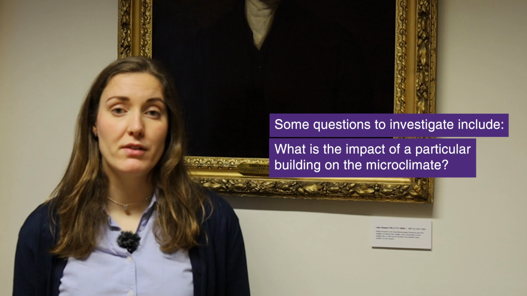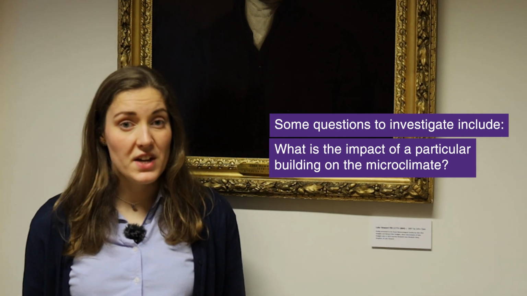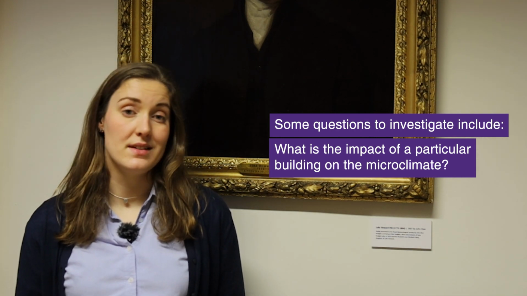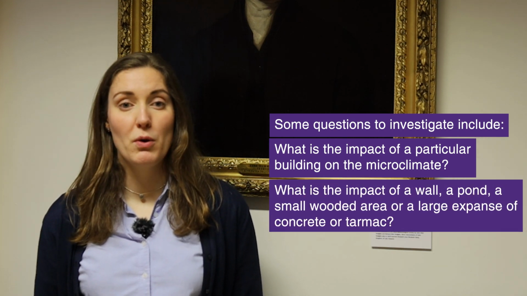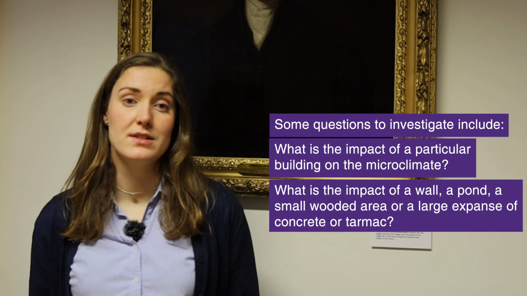Most schools will be able to investigate the impact of the built environment on the microclimate. This might just be the school buildings, or it might be in a nearby industrial or residential development or park. Some questions to investigate include: what is the impact of a particular building on the microclimate? The local temperature, the wind speed and the direction of the wind. What's the impact of a wall, a pond, a small wooded area or a large expanse of concrete or tarmac?